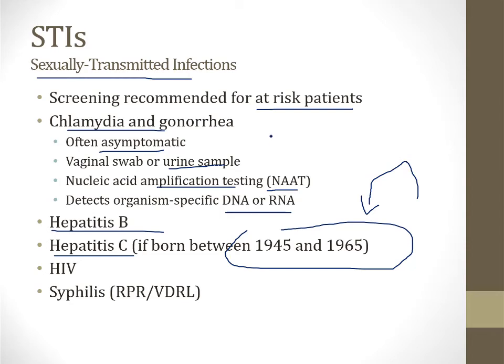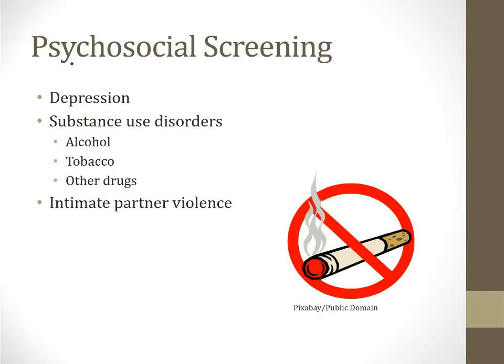And then finally, among sexually active patients at risk for STIs, we screen for HIV and also syphilis using either the RPR or the VDRL screening tests. There are a couple of things we screen healthy adults for that fall under the heading of psychosocial screening. First of all, depression is very common, so we always screen for that. There are a couple of substance use disorders we screen for: alcohol, tobacco, and other drugs.